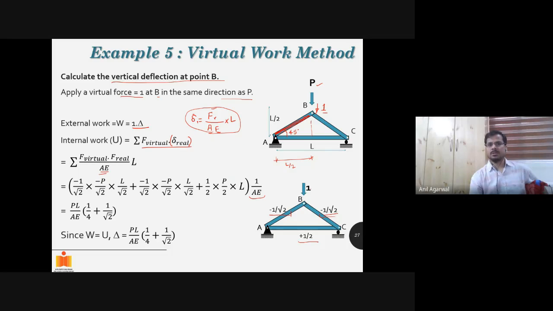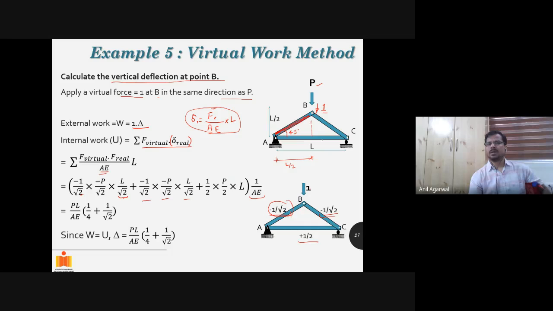So starting with member AB, member AB has F virtual of minus 1 by root 2. That is this force. F real is minus P by root 2, because P is applied in the same way, multiplied by the length. The length of member AB is: vertical portion is L by 2, horizontal portion is L by 2, so it is L root 2 by 2 or L by root 2. Similarly, the same exercise can be repeated for member BC. All the forces and the length are identical, so the same terms will repeat.